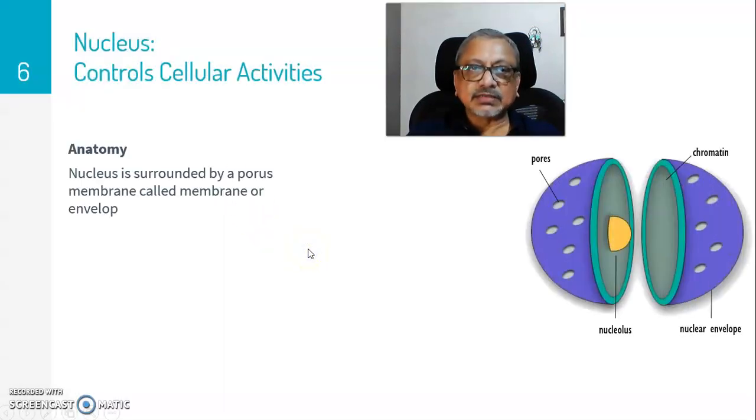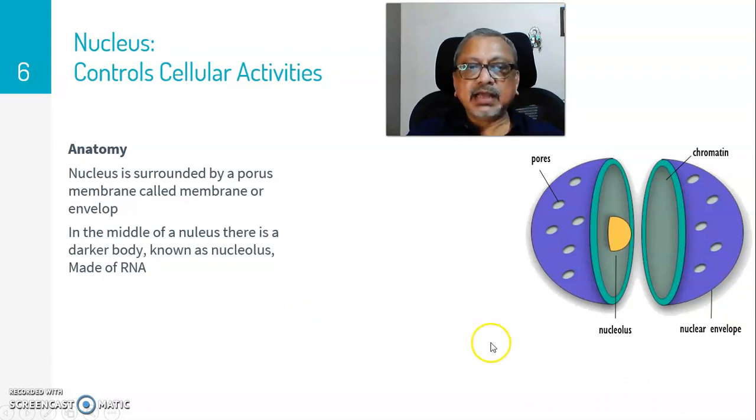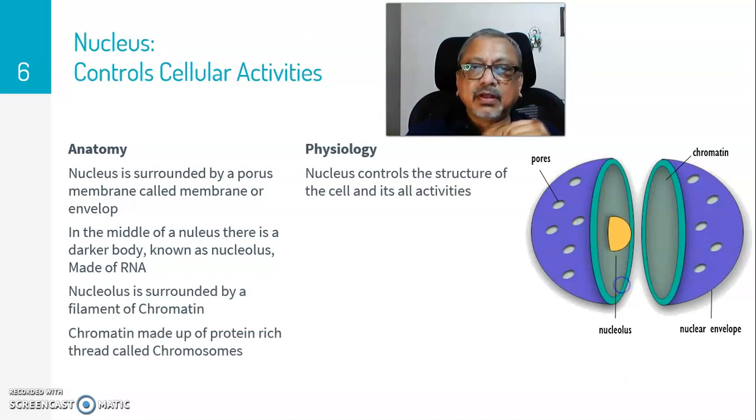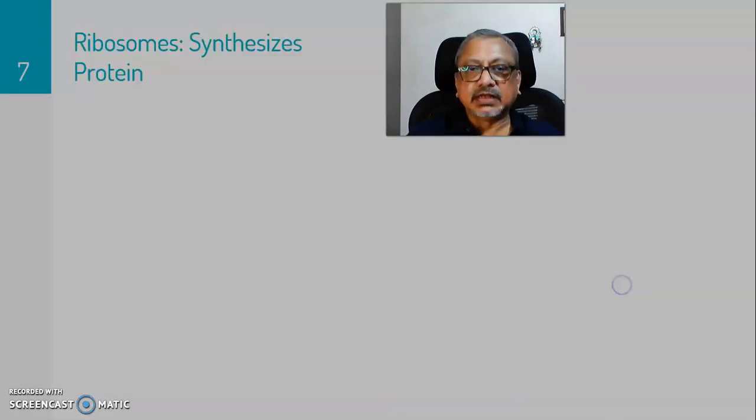First is the nucleus. The nucleus is surrounded by a porous membrane called the nuclear envelope, which allows the entry of nutrients and oxygen inside the nucleus. The middle layer of the nucleus has a darker body called the nucleolus, which is made up of RNA. RNA is surrounded by the chromatin. Chromatin is the plural form of chromosomes. So this is another kind of protein. Now, the nucleus controls the structure of the cell as well as all the activities within the cell.